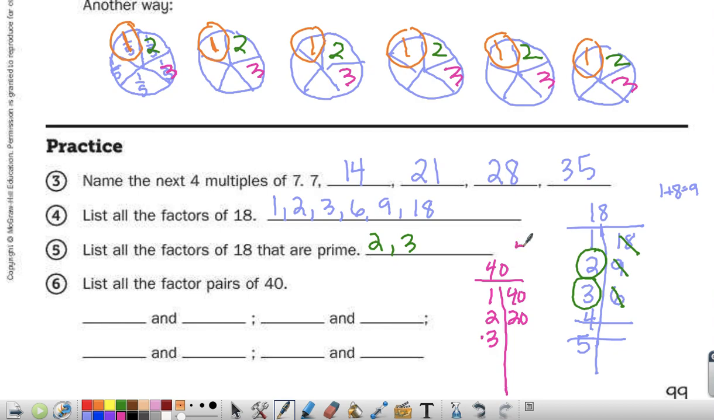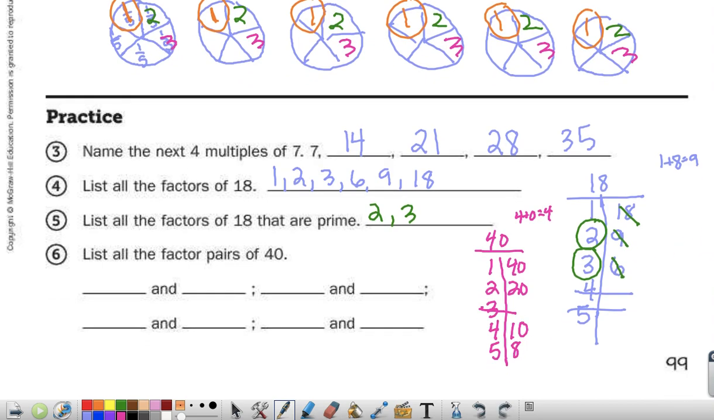3, if I add the digits, 4 plus 0, I get 4. 3 cannot go into 4 evenly, so 3 cannot go into 40. 4, I know that 4 times 10 is 40. 5, because 40 ends in a 0, 5 is a factor, it would be 5 times 8. Continue down. 6 is only a factor if 2 and 3 are also factors. 7, if I think of my multiples of 7, I would have 7 times 5 is 35, 7 times 6 is 42. Therefore, 7 is not a factor of 40, and 8 is listed. So my factor pairs would be 1 and 40, 2 and 20, 4 and 10, 5 and 8.